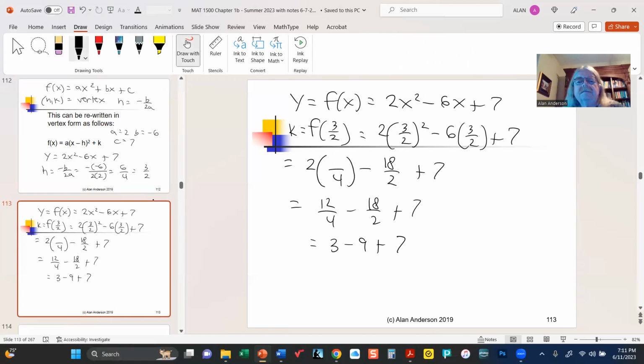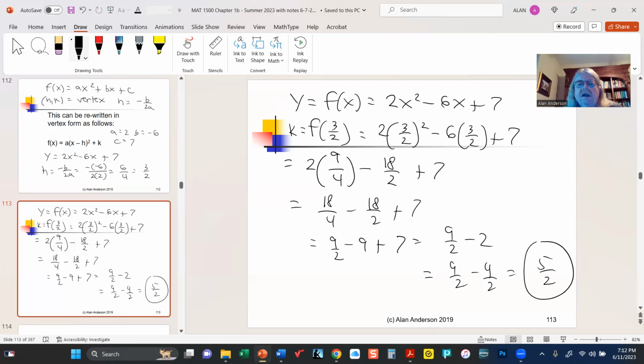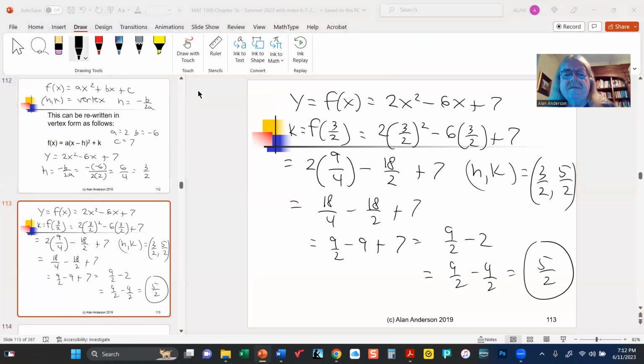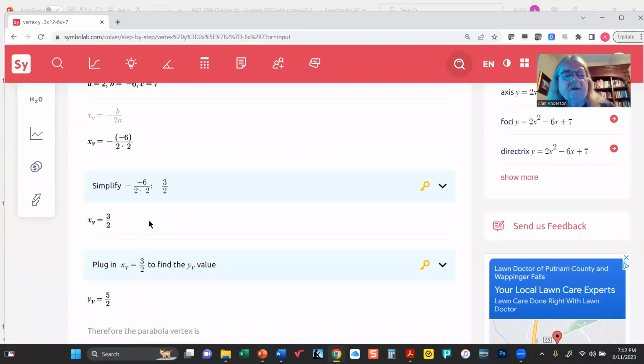All right. You were probably yelling at the screen when you saw that, saying, what's wrong with you? Okay. There we go. Now we're good. Okay, so H, K equals 3/2, comma 5/2. And that's what Symbolab says. So, okay. Yeah, they're showing the exact same steps.